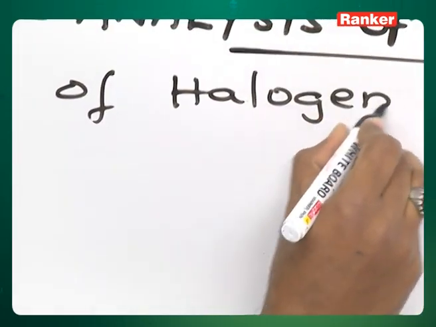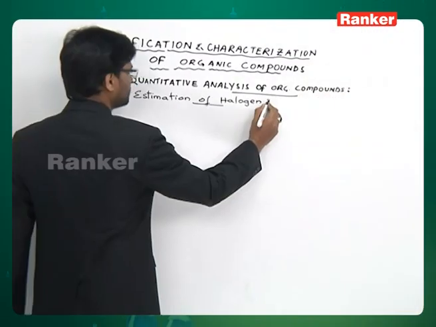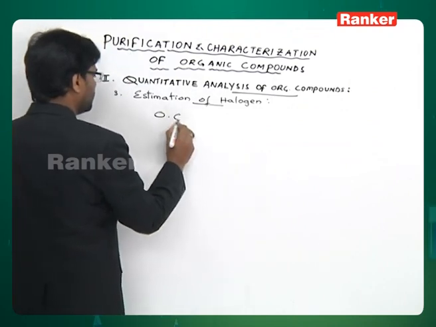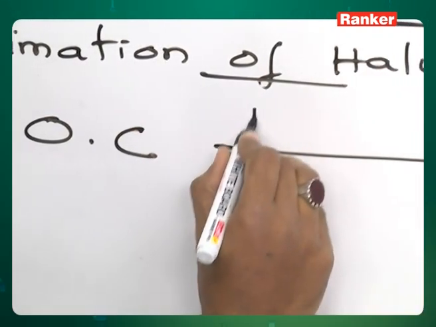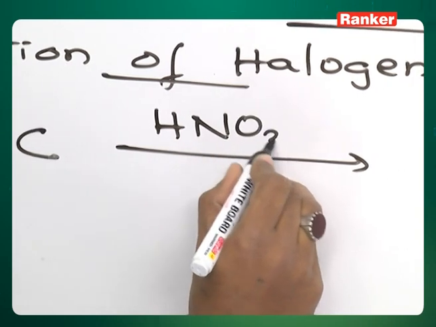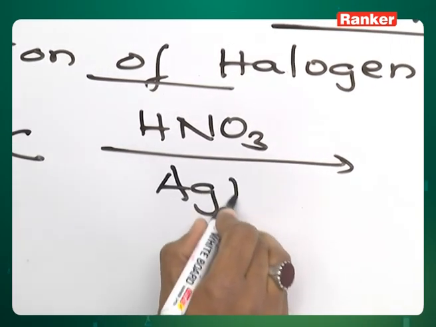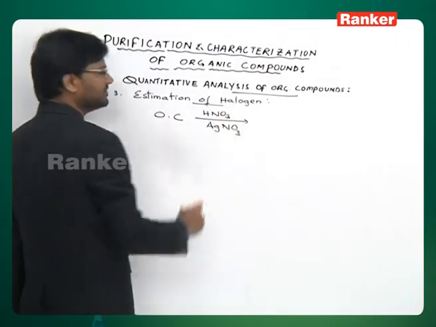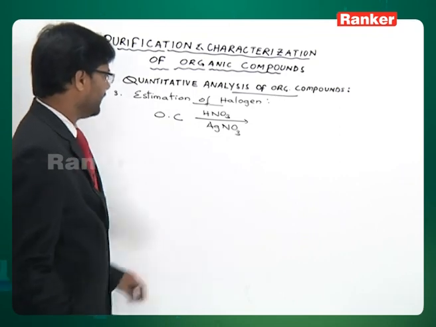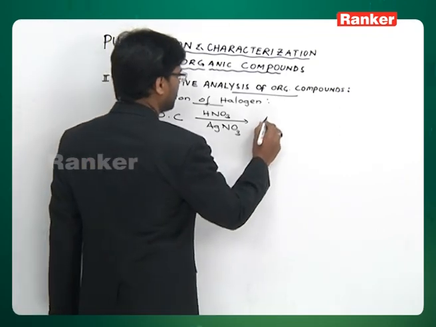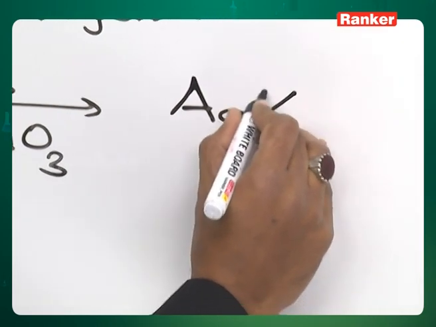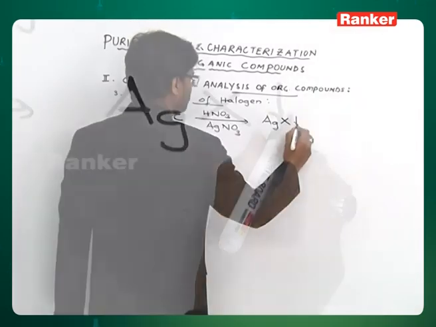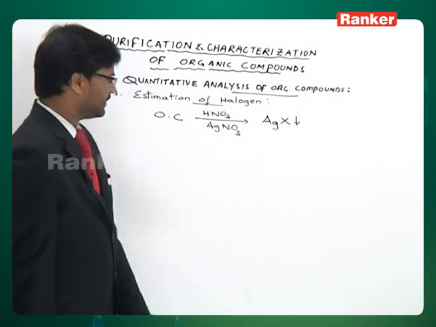Estimation of halogen in the organic compound. In this experiment, organic compound is boiled with concentrated nitric acid in the presence of silver nitrate. All the halogen present in the organic compound transforms into AgX, which appears as a precipitate.